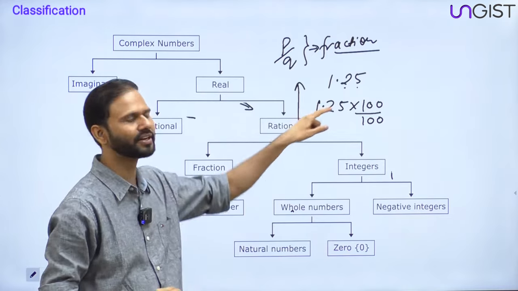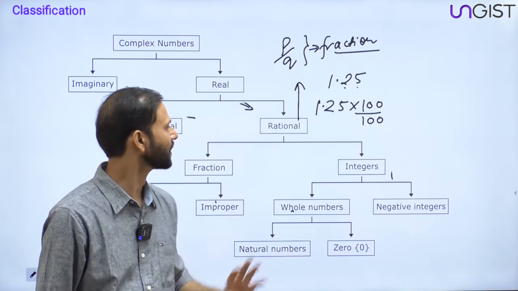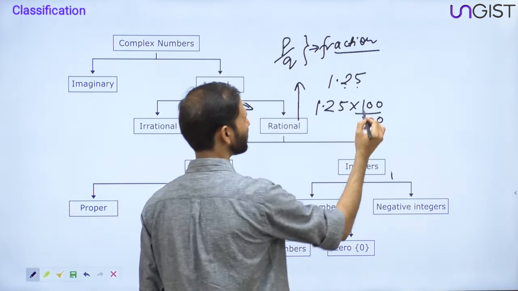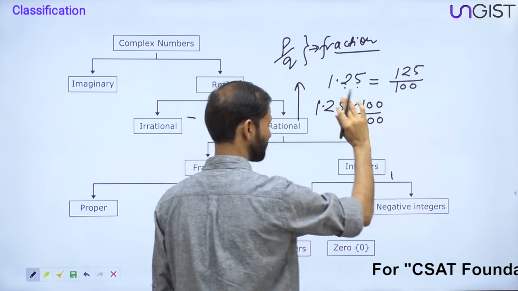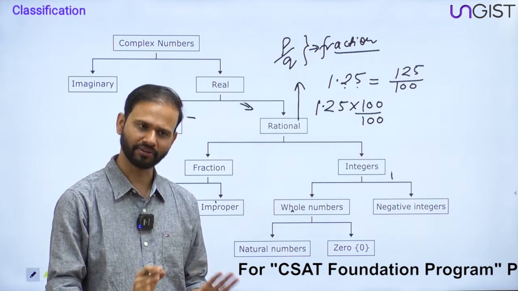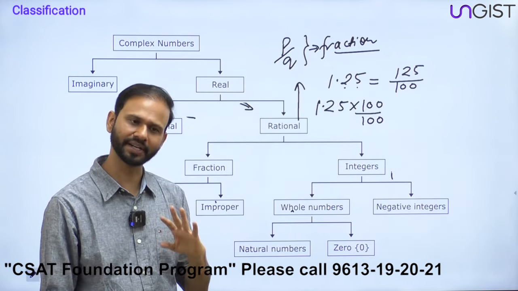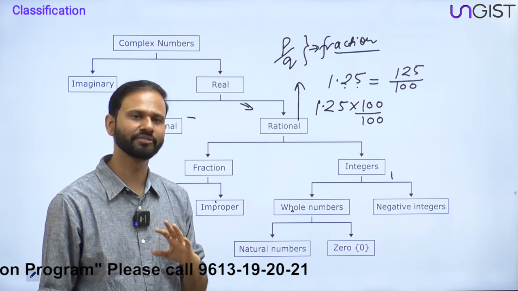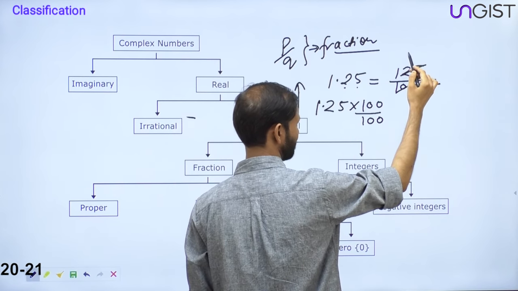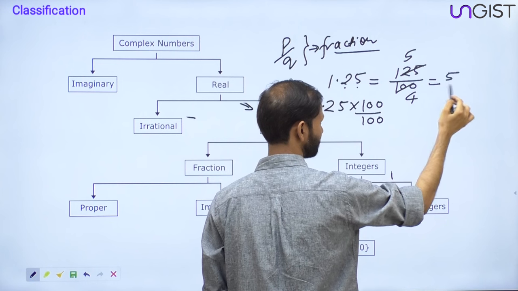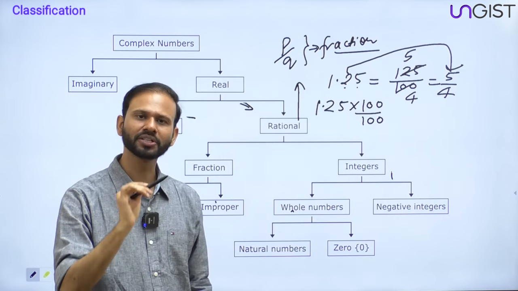See, everyone, if you multiply and divide something by the same number, then the value won't be changed. So that's why we do like this. This becomes 125 divided by 100. Everybody okay? Now 125 divided by 100, both the numbers are divisible by 25. So when you cancel, the resultant is 5 by 4. So actually 5 by 4 is the equivalent fraction to 1.25.